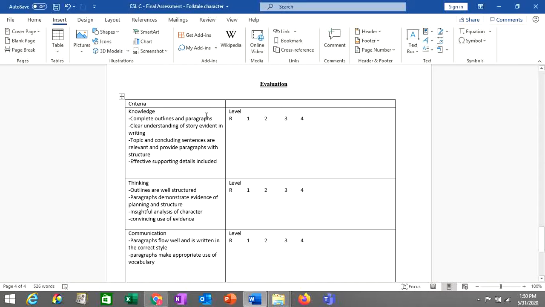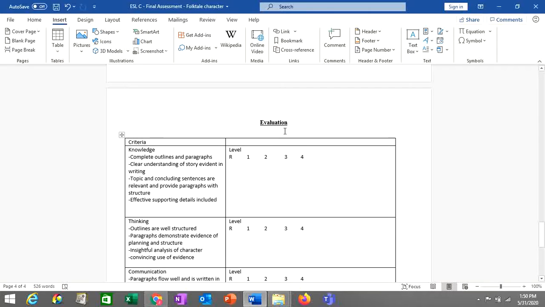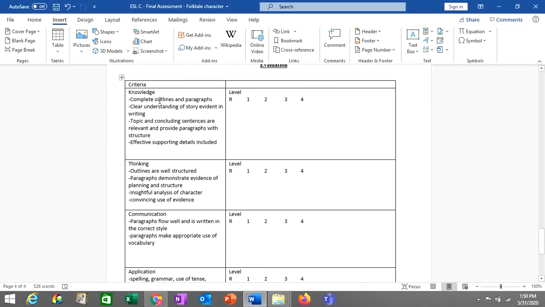So we're not just looking at your ability to write a certain kind of paragraph, we're also looking at your ability to think about the story and see if you understand what happened in the story, if you're able to analyze the character and understand, well, what kind of character do you have in your story? So your knowledge mark is going to be, did you complete your outlines and your paragraphs? Are they completed fully? When I read them, is it clear to me that, yes, you understand this story? You know the general basics. You have a general knowledge and understanding of what happens in your story.